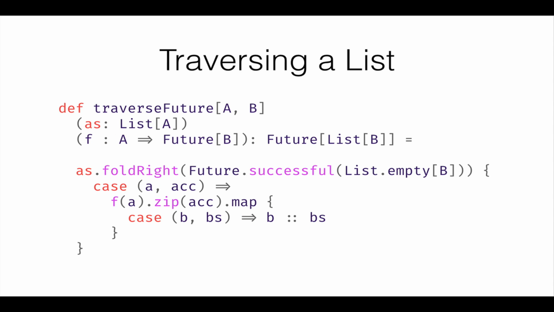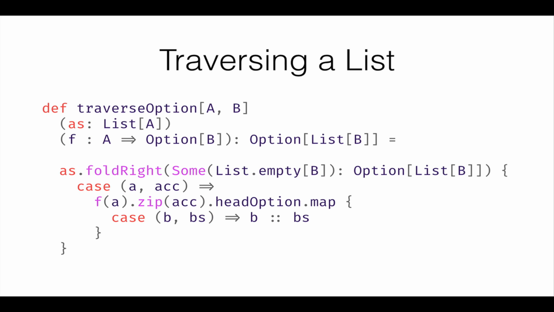So here's the implementation of traverse future, right, where we're specifically traversing the list using a future. And if you compare this to the code I wrote at the beginning of the talk, it's largely the same. We're going to start with an empty list, lift it into a future, take two futures, zip them together, map over it to prepend, and we're done. That's the code for traverse option. There's a little bit of noise just due to the way zip works on options in the standard library, but it's largely the same. Lift into option, zip, map.